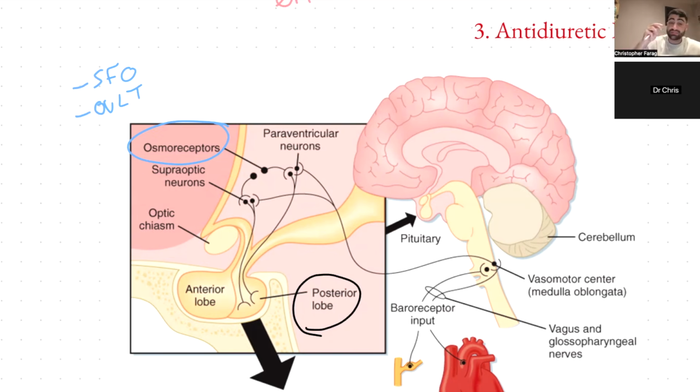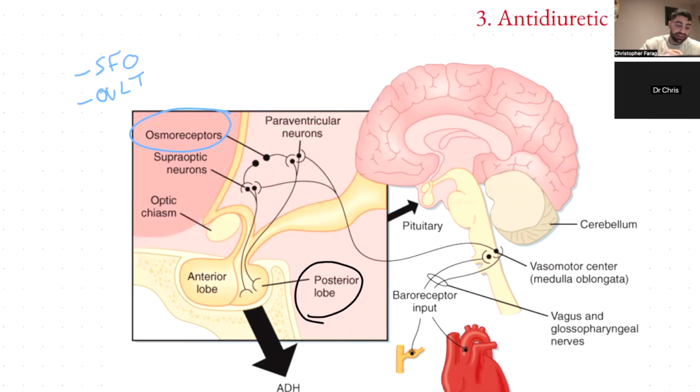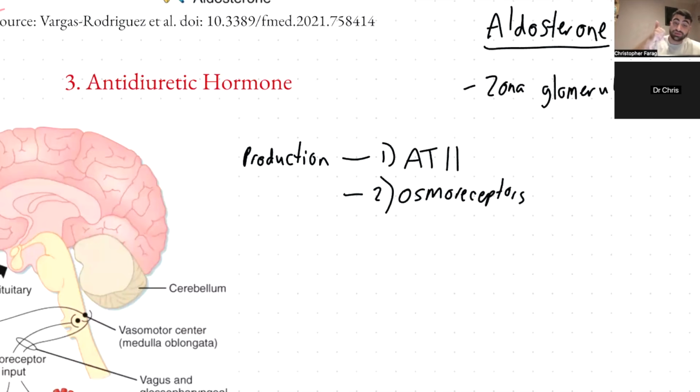These osmoreceptors detect when the cells are shrinking, then they project to the paraventricular nucleus and the supraoptic nucleus, causing them to depolarize, which then sends signals down to the posterior pituitary to release ADH. So, how is it produced? Antidiuretic hormone is produced via angiotensin 2 stimulating ADH release, but also there are osmoreceptors at the SFO and OVLT, which, when cells shrink, project to the supraoptic nucleus and the paraventricular nucleus, which then cause ADH release.